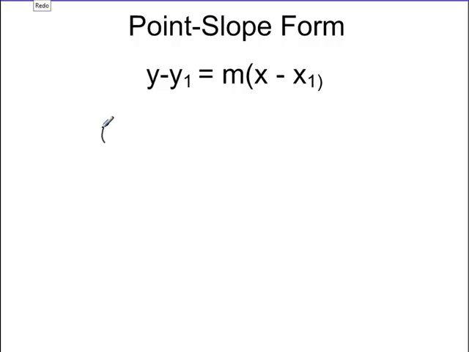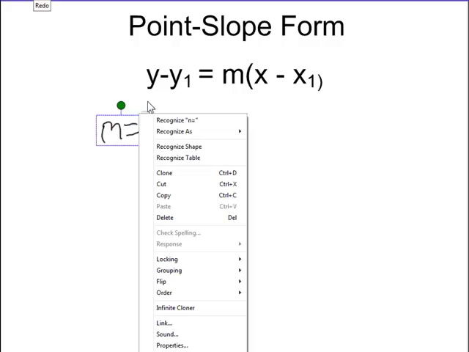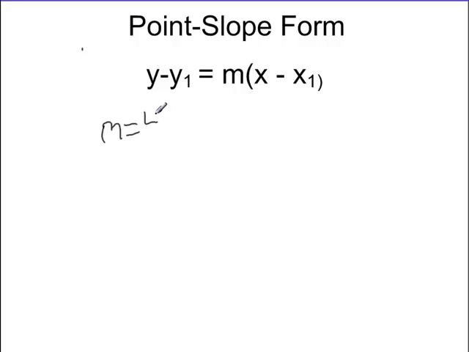So, for example, if we have a slope m equals 4, and we have a point (1, 2), that's all we need in order to find the equation of the line.